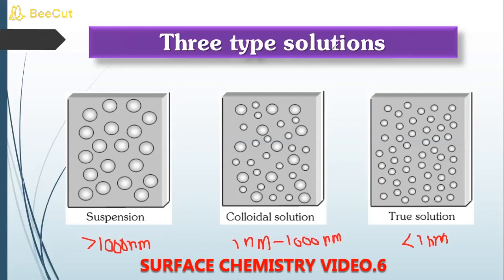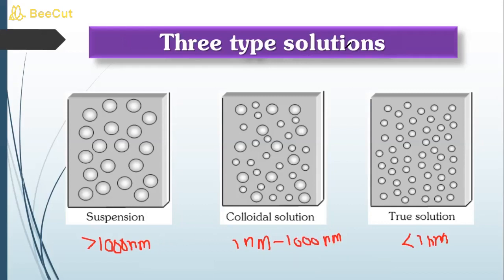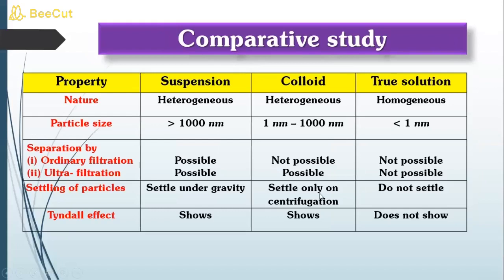Let us analyze the rest of the properties of these three solutions through the next slide. Here, three different types of solutions which we have seen through the activity are discussed. The first one is nature. If you look at the nature of suspension, it is heterogeneous. That is very clear from the activity.